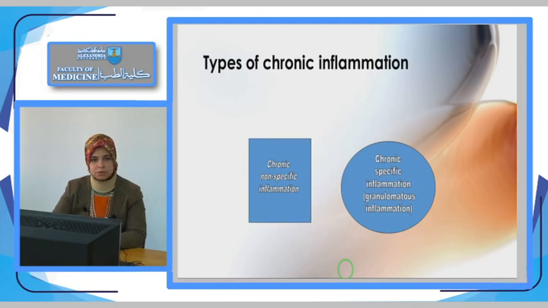Just as we divided acute inflammation into suppurative and non-suppurative, chronic inflammation will be classified into chronic non-specific inflammation and chronic specific inflammation. Now, chronic specific inflammation has another name, which is granulomatous inflammation.